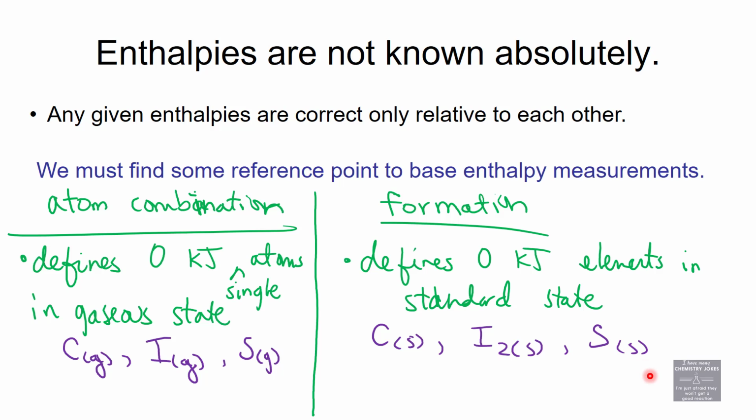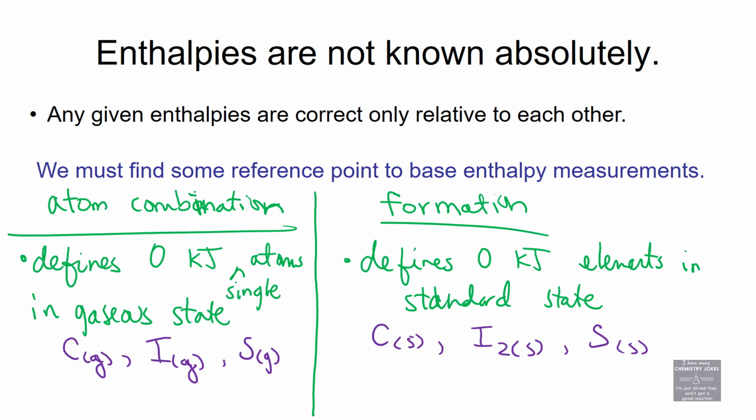Does it matter where you define as 0? Not at all. Enthalpy is a state function. What matters is that if you're using formation enthalpies to calculate a delta H for some reaction, you use all formation enthalpies. If you're using atom combination enthalpies to calculate delta H for some reaction, you use all atom combination enthalpies. You cannot mix and mingle because they're only correct relative to each other. If I cross one of these values and one of those values together, I am not getting a correct enthalpy value out of the combination of those two.